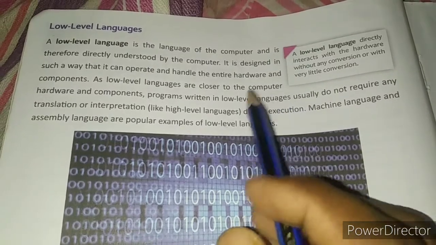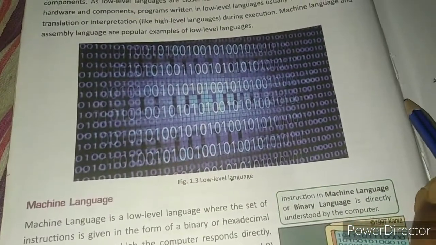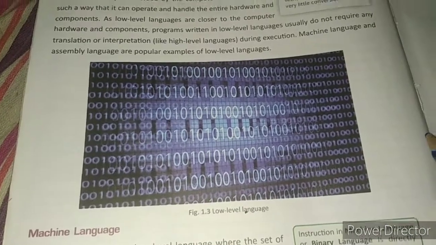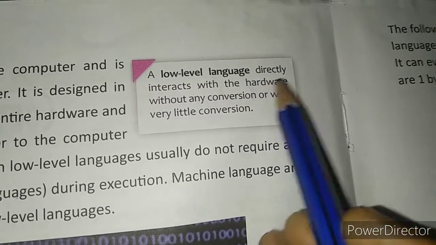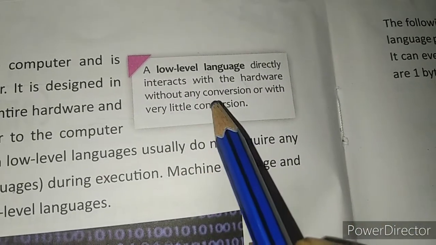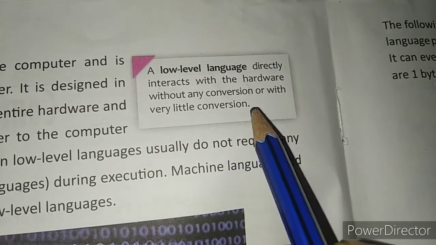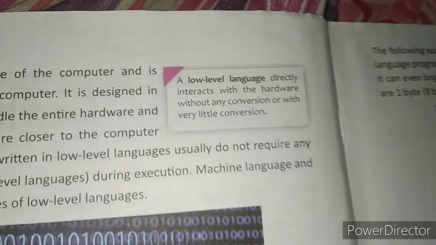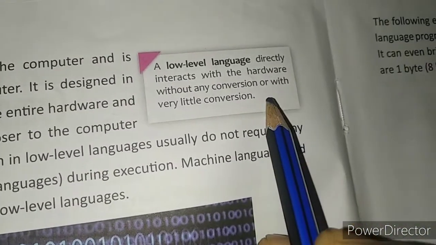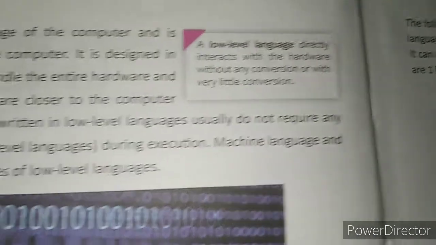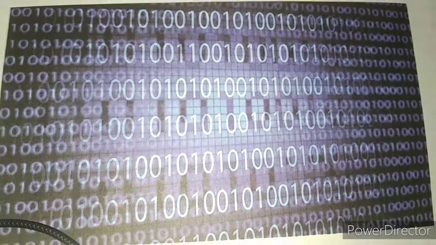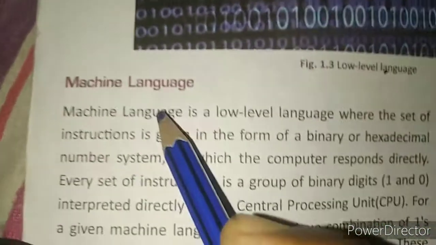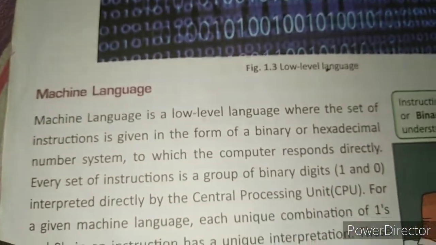Now we can define the low level language by this definition: a low level language directly interacts with the hardware without any conversion or with very little conversion, right? And it is dependent on hardware. Clear? And what are the types of low level language? There are two types of low level language: machine language and assembly language. So we will discuss machine language first.